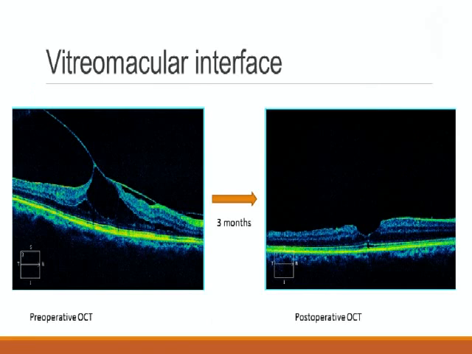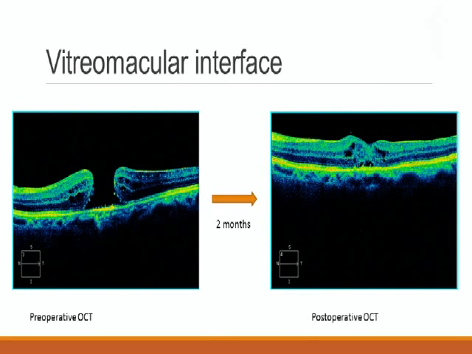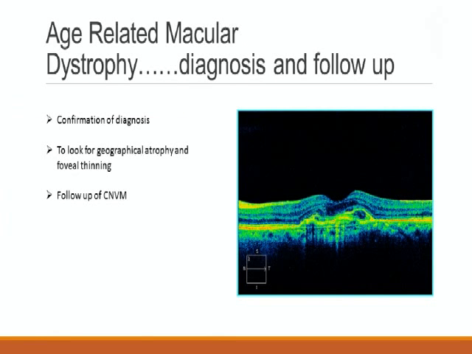We can also use this OCT for follow-up. Like here, we can see that there is a return of the foveal contour. The ELM is continuous, but the IS-OS junction is still not continuous. In this patient, after 3 months of follow-up after macular hole surgery, there is still a discontinuity in the IS-OS and the ELM layer. In age-related macular degeneration, it helps in the diagnosis and the follow-up.